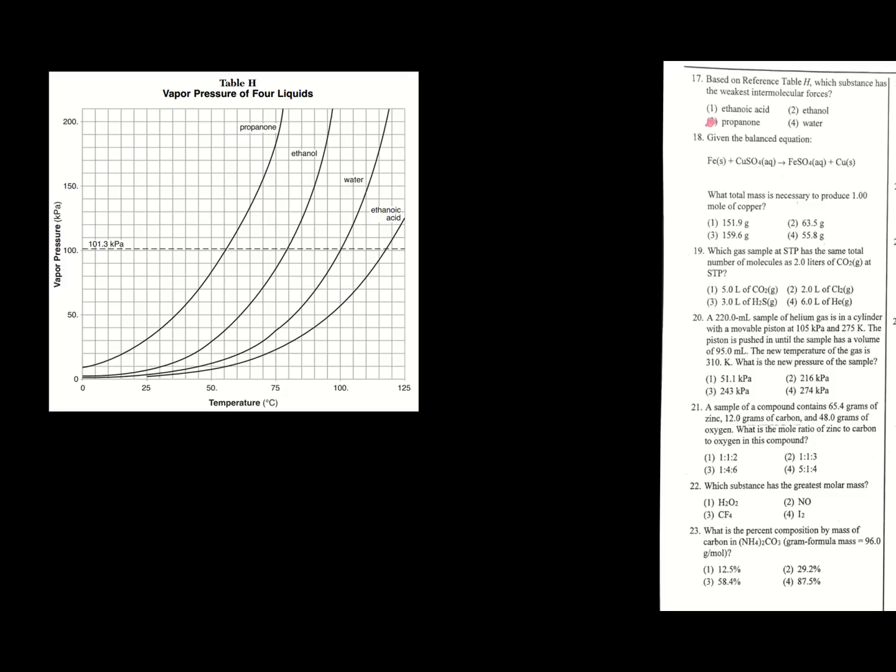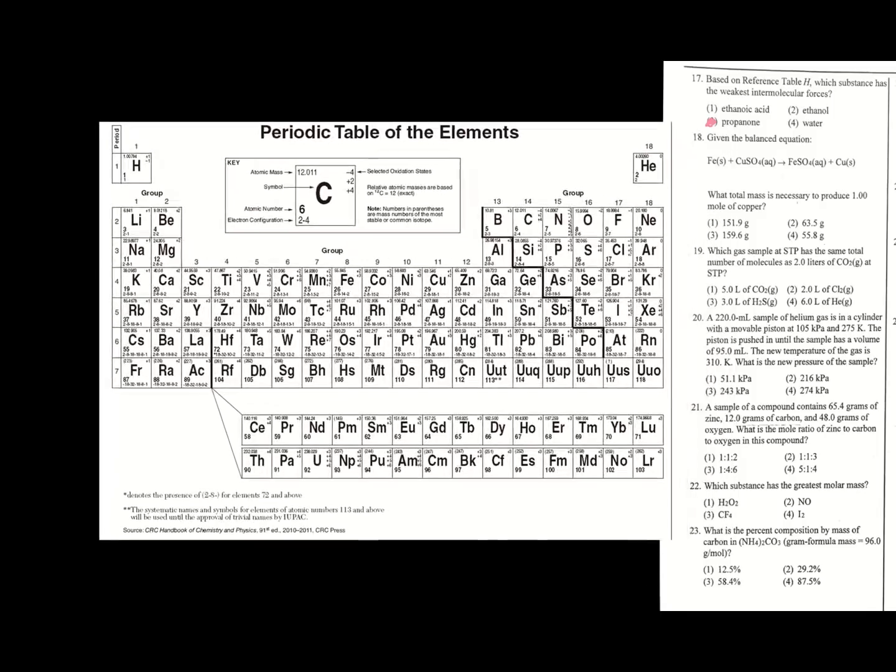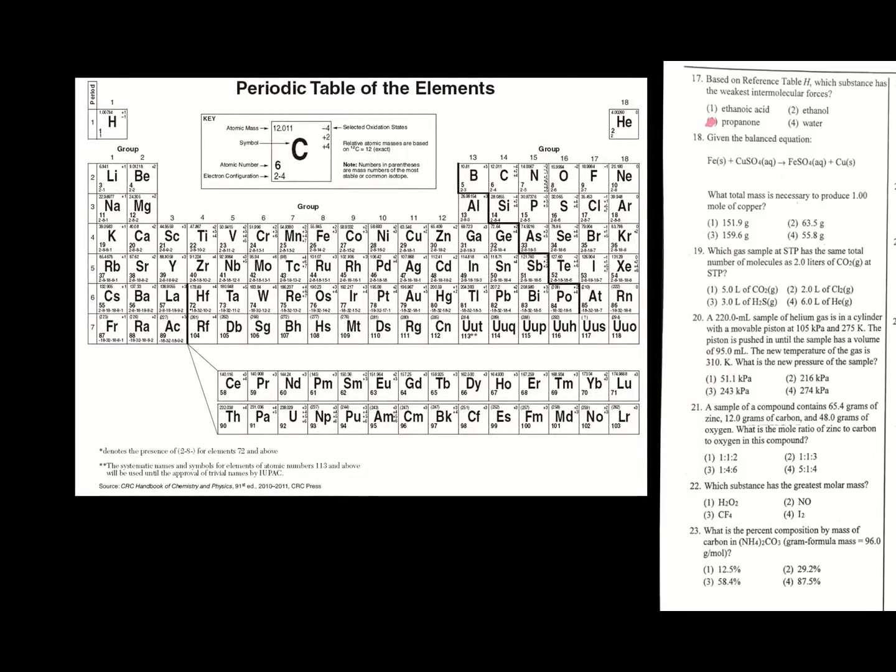Alright, number 18. What total mass is necessary to produce 1 mole of copper? Let me just get rid of table H right now. Ha, disappeared. Okay. 1 mole of copper. So basically we're looking for its molar mass, or its atomic mass, honestly. So you gotta look up the periodic table, so I'm gonna pull that up in a bit. And right here, ooh, appeared right before your eyes. Fancy. Copper is Cu, not Co, that's cobalt. So copper over here. We're looking at its atomic mass.